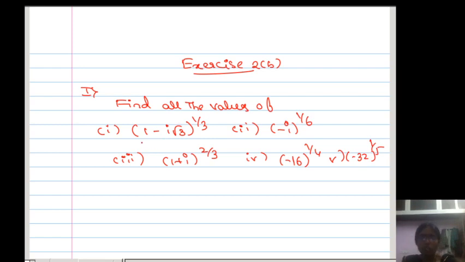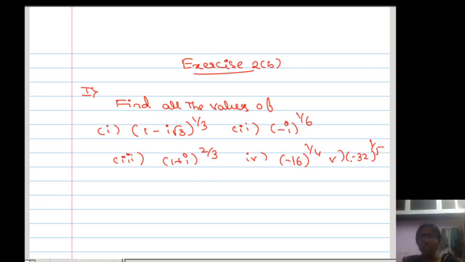So what is the meaning of the question here? They are asking to find all the values of this. It means the cube root of the complex number 1 minus i root 3. This is the sixth root of minus i. This is 2 by 3 root of, meaning third root of (1 plus i) whole square. You can also read it like that. Or the fourth root of minus 16, and the fifth root of minus 32.